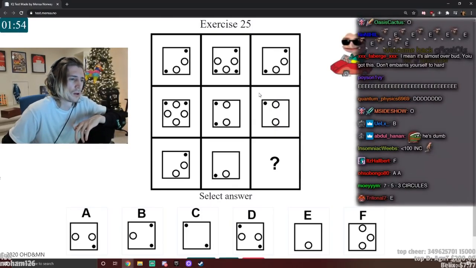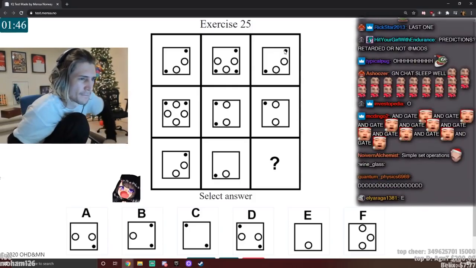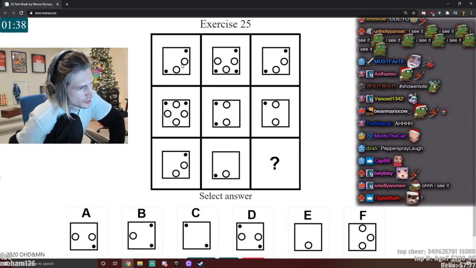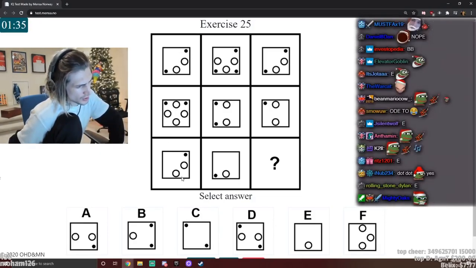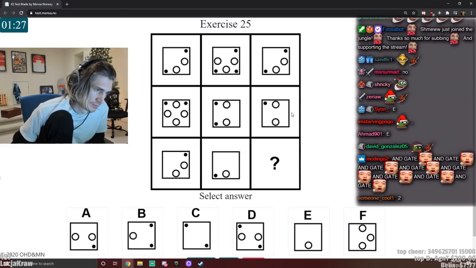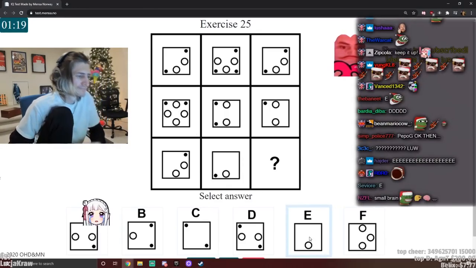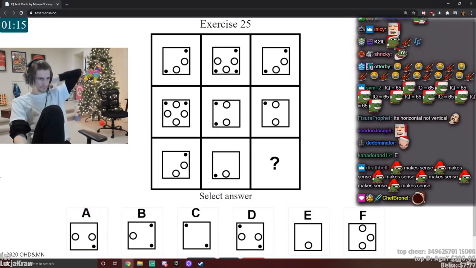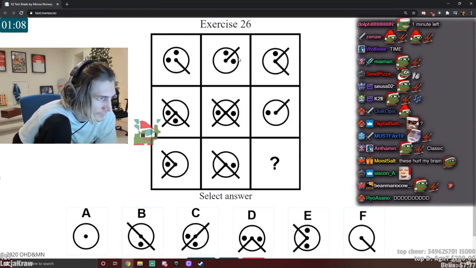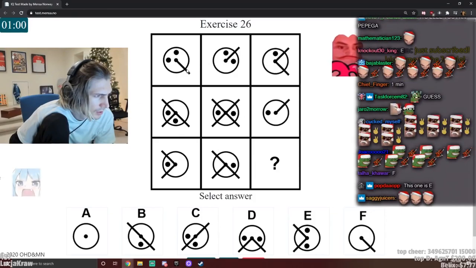Oh, I see it. I see it. It's dot dot, two dots, four. Now four dots, two dots, then two dots, one dot, which means it's plus two, minus one. What? Who knows? What?